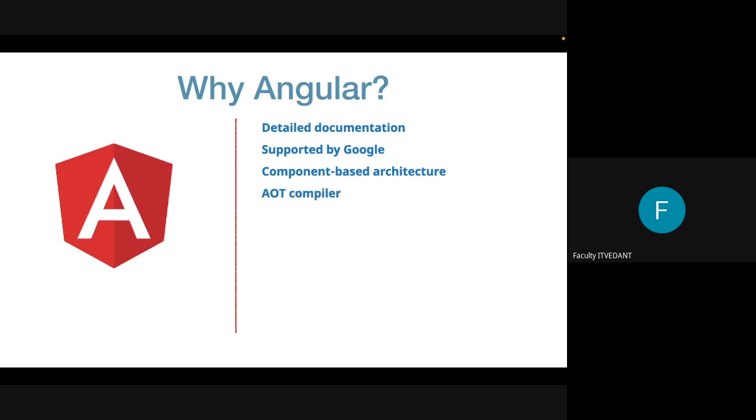AOT compiler: this was not there now, but it was there in previous versions. Right now, the AOT compiler is removed from Angular. Currently, we have a JIT compiler. Sorry, AOT compiler is the current one, and JIT is removed. JIT is nothing but just in time; AOT is ahead of time compiler. As I told you, when you are creating an Angular application, you write a program in TypeScript, but the TypeScript program ultimately should convert to JavaScript code, right? So when you use JIT, it is a just in time compiler. So what does just in time mean?